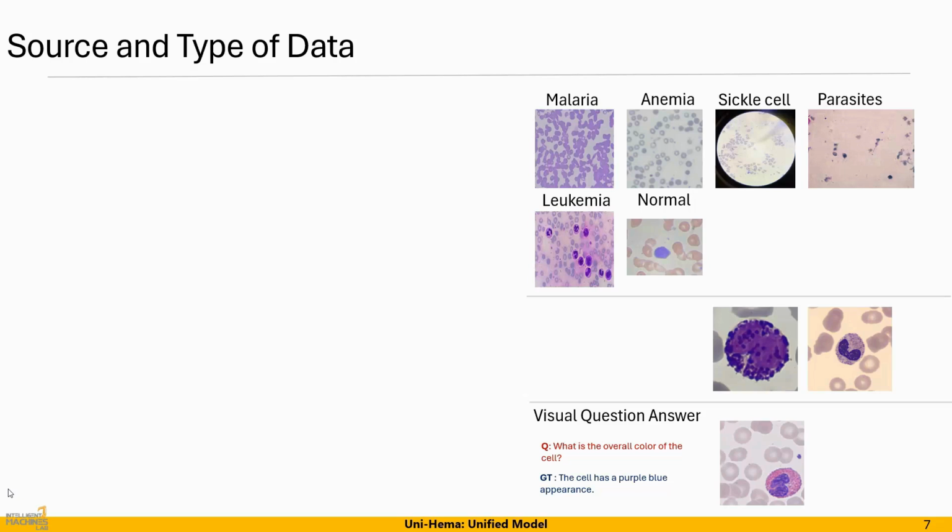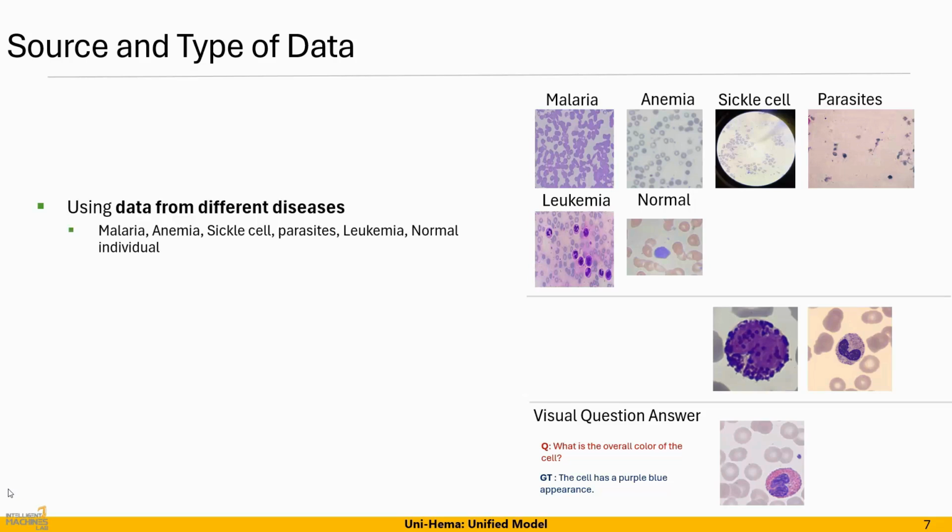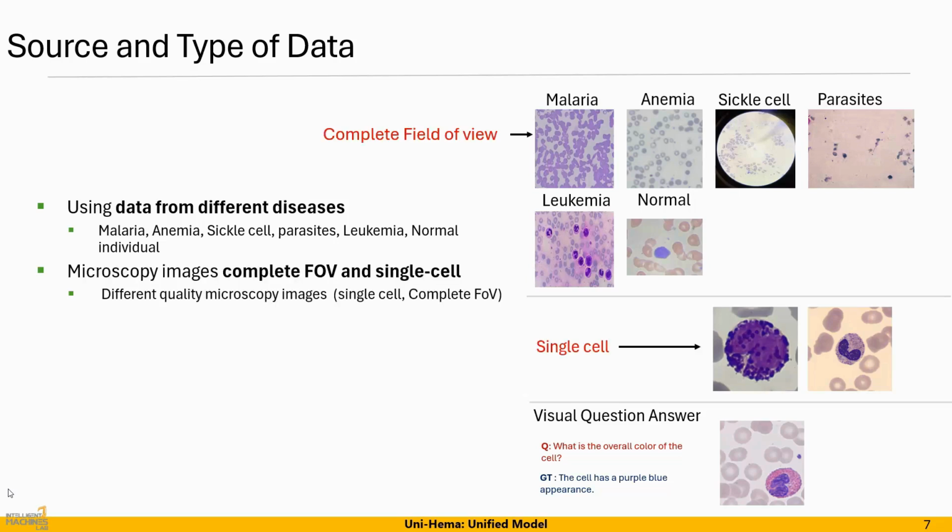So in hematopathology, we have different types of challenges. The first one is that we have multiple diseases that can be diagnosed by the blood samples. Secondly, we have complete field of view images that capture the multiple cells and their context for detecting the abnormalities. And further, we have single cell images that allow the detailed classification of morphology of the individual cell. Third, we have multimodality data like the text data belonging to the mask language modeling and question answering with respect to the images.